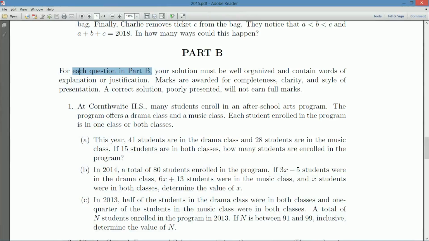So for each question in Part B, your solution must be well organized and contain words of explanation or justification. Marks are awarded for completeness, clarity, and style of presentation. And as someone who's been in the marking room, I know that if we don't know what's going on, it's harder to follow, and it's harder to award marks that you might deserve. So completeness and clarity are very key. You can get very messy things. It's very hard to follow, and typically people might lose marks for that. A correct solution poorly presented will not earn full marks. That can happen. That has happened.